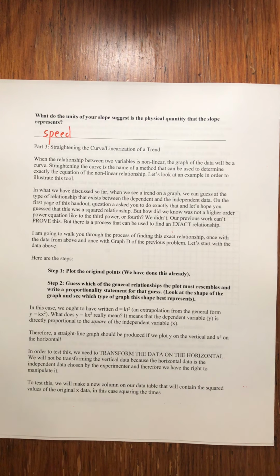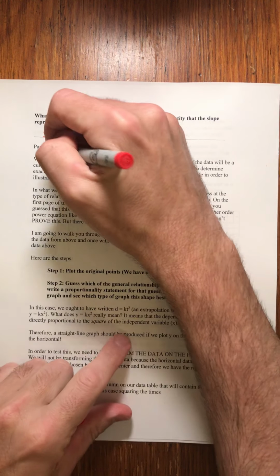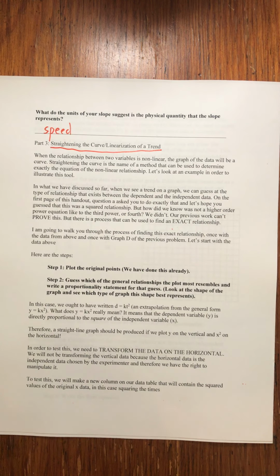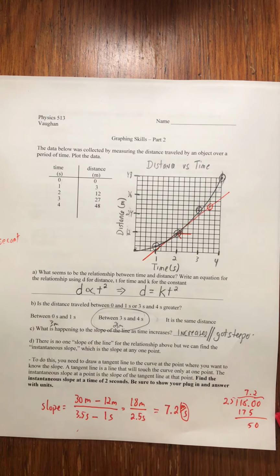Skill number 2 is something called straightening the curve, or the linearization of a trend. Now, I have all this information here. Feel free to read it. I'm going to talk through it. The idea here is, notice here we took a guess. We said that distance is proportional to time squared. But how do we know it was squared?